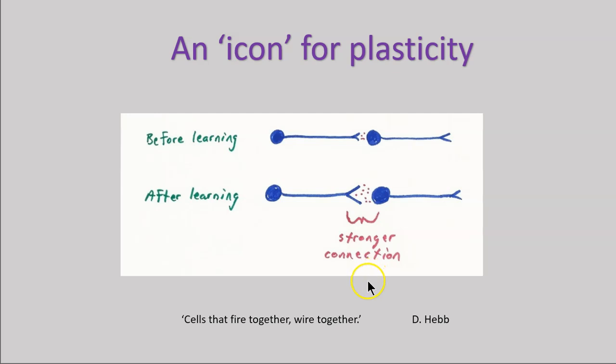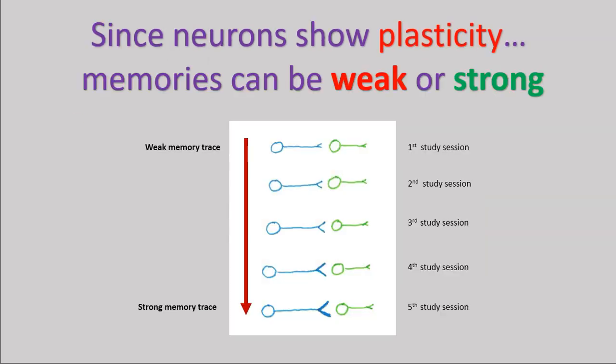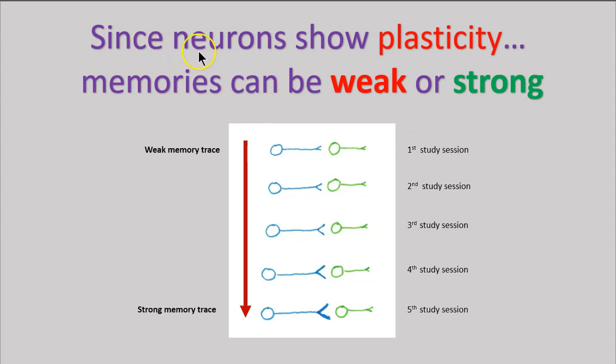And so a general principle of neuron function is that neurons, cells that fire together, wire together. So if these two neurons were involved in a learning episode, the conditions are set up so that the synapse can strengthen. Now, since neurons show plasticity, memories can be weak or strong.